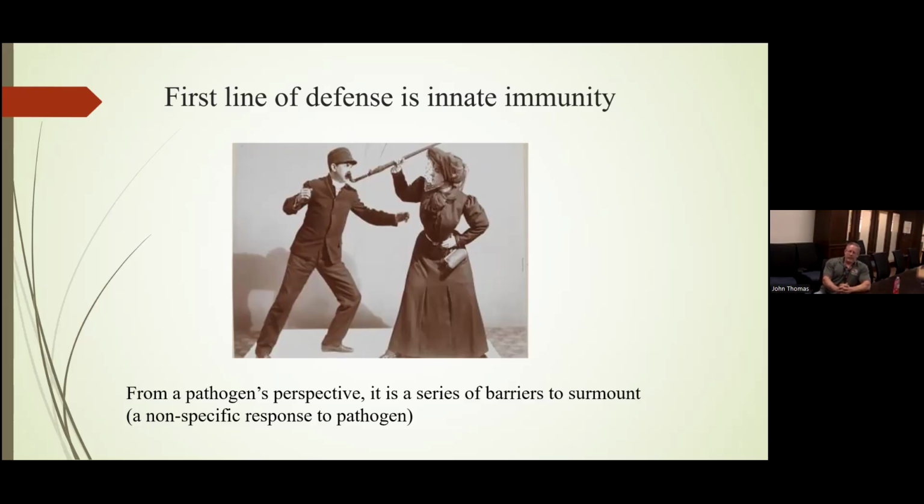So from an immune perspective, the first line of defense is often going to be the innate immune response. And this is essentially a series of barriers that the pathogen has to overcome in order to establish an infection. If the pathogen is unable to interact with and defeat the innate immune response, then you're not going to have the establishment of infection. So this is really the first arm of the immune system that the pathogen has to overcome in order to establish infection.